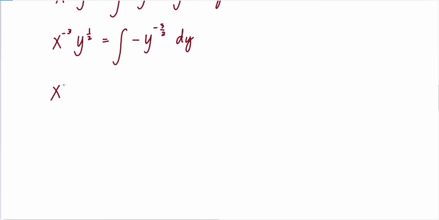So we will have x raised to negative 3, y raised to 1/2 equals the integral of negative y raised to negative 3 halves. So it's still negative y, but we will add 1, right? When integrating, we add 1 to the exponent. So when I add 1 to the exponent of negative 3 over 2, so plus 1.